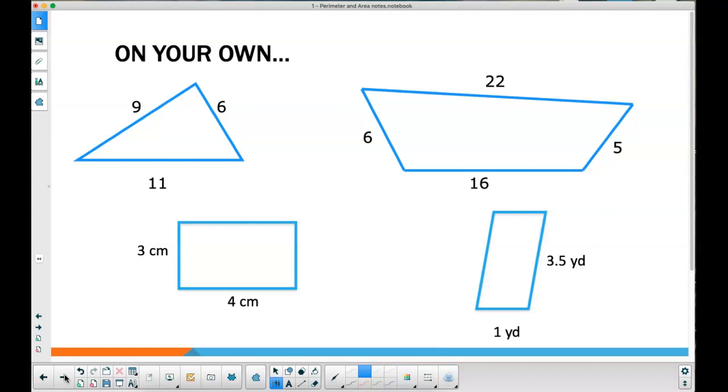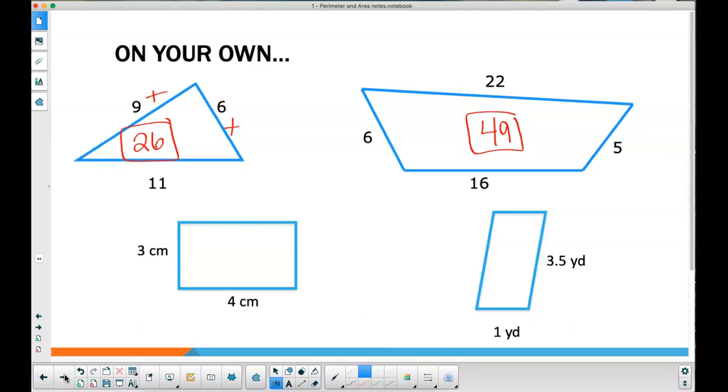Okay? So, what do you get for the triangle? Caleb? 26. 9 plus 6 plus 11. 26 is the perimeter. Okay? How about this? This is a quadrilateral. Just has 4 sides. I can't call it a trapezoid because these are not parallel. But what's the perimeter of that quadrilateral? Go ahead. 49 is correct. Just adding all the sides together.